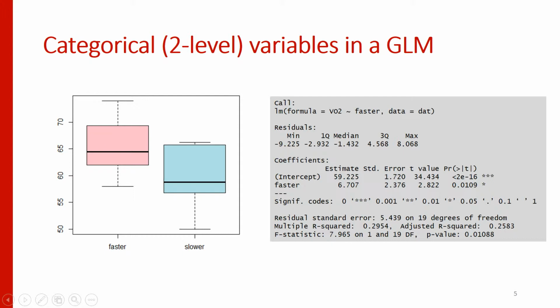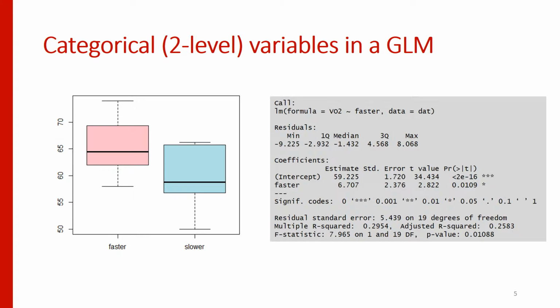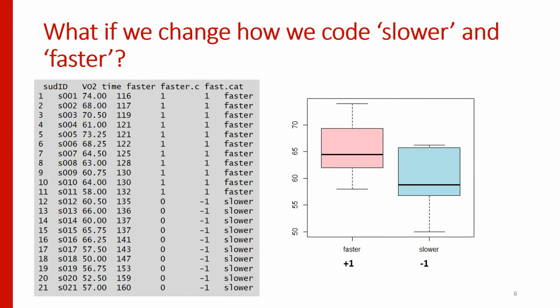So again, here is our intercept and here is our slope. And you can see that there is a statistically significant effect of the slope. So people in the faster group had a higher VO2 max, or I should say we would infer that people who run the 800-meter dash faster have a higher VO2 max than people who run the 800-meter dash more slowly.